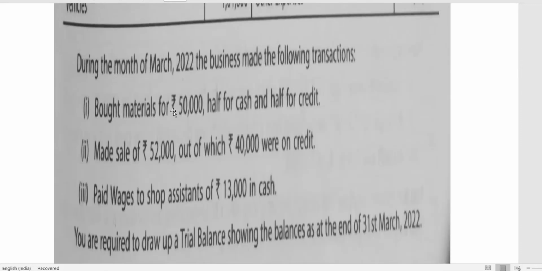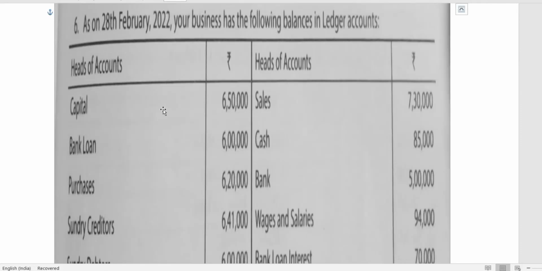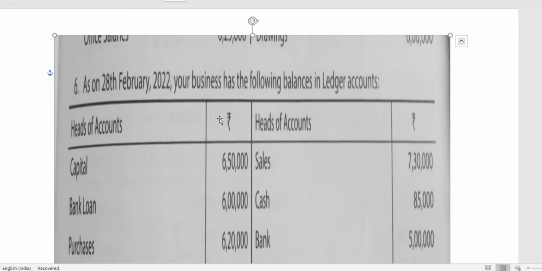Hello. Yes, we are here back again with some more sums from TS Grewal, class 11. Trial balance sums. Here we can see a sum. Here few accounts are given: capital, bank loan, sales, and all. Further information is also given.